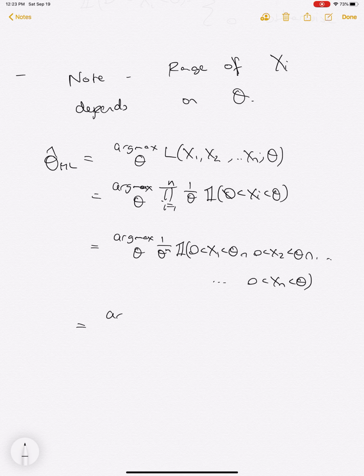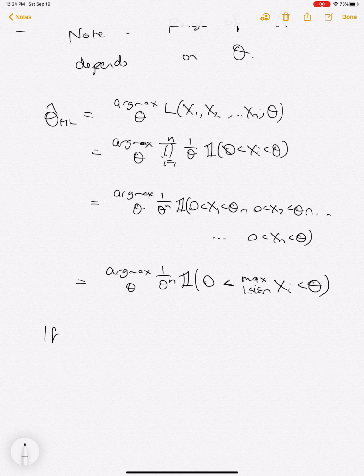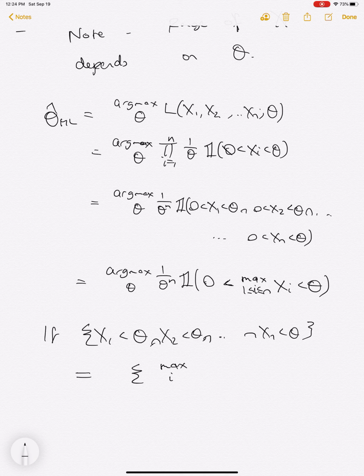Another way to express this is that if all of the x1 through xn are less than theta, you can just write it as the maximum of all of them has to be less than theta, because all of them are clearly bigger than zero. Take a bit of time to get your head around this. Basically, what I'm saying is that the event x1 less than theta, intersect x2 less than theta, intersect xn less than theta, is equal to the event that the maximum of all of them is less than theta. Those two events are the same.